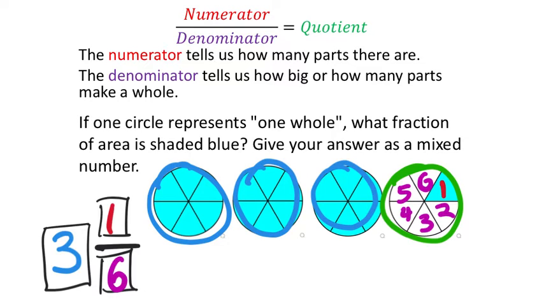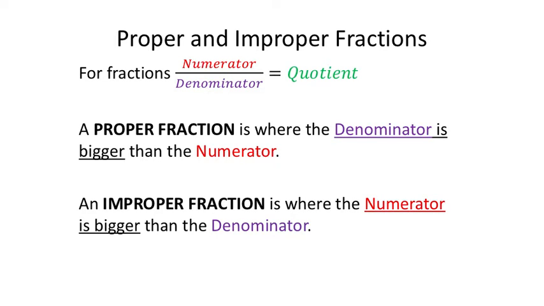So that's our denominator, sixths, right there, okay? So 3 1/6 would be considered the mixed number for this particular scenario. And we'll look at a different way to write this exact same scenario here in just a minute, okay? So I did mention proper and improper fractions.